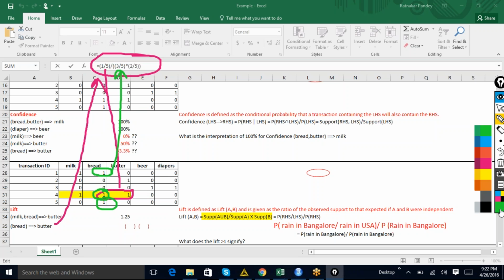Now let me look at the butter. For butter support, how many times has butter been bought? Butter has been bought 2 times, over here and over here. That gives me the next parameter, which is 2 by 5. If I do the math, I will get to the answer. But is this clear? How we got the lift for butter given bread has happened, is it clear to everybody?